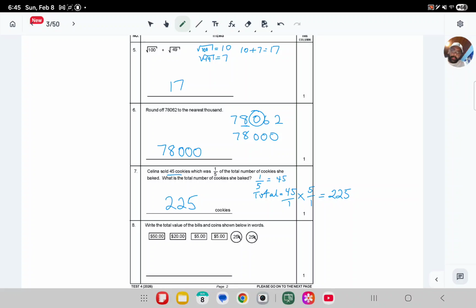Write the total value of the bills and coins shown below in words. So we need to add up all. So 50 add 20, 70 add 5, 75 add 5 is 80. So that's $80. And 25 and 25 is 50. So that is $80.50.